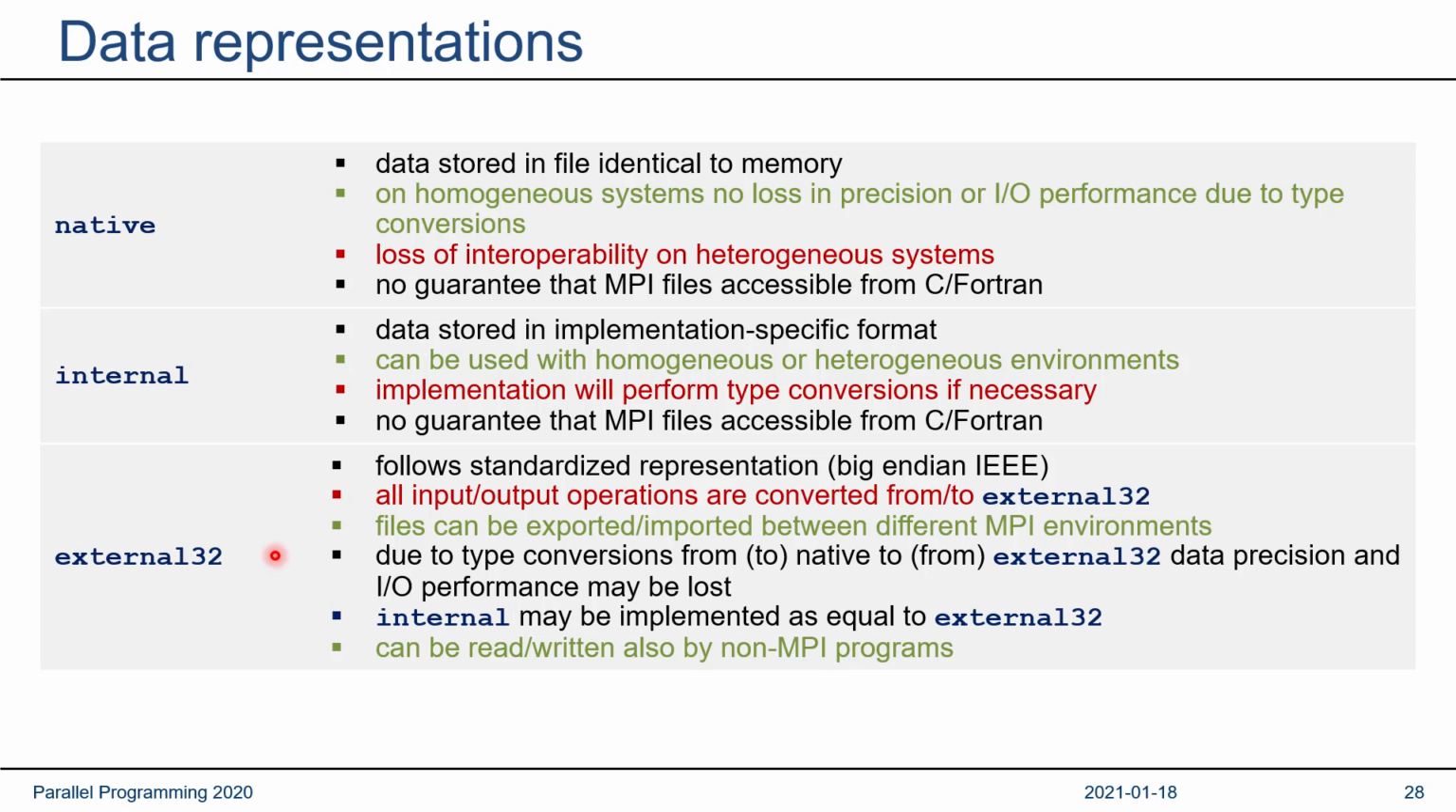It follows a standardized representation, so the I/O operations are done so that what actually ends up on the disk is readable and writable from normal non-MPI programs, and afterwards it cannot be seen whether or not this file was actually coming from MPI. So this is what you do for full portability. This is actually what is recommended unless you actually know that external32 has performance implications in your specific case.